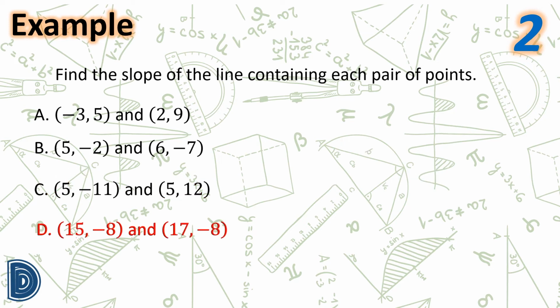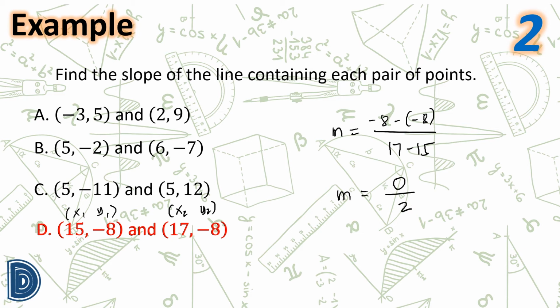Let us have letter D, 15, negative 8, and 17, negative 8. Let us have x sub 1, y sub 1 as 15, negative 8, and x sub 2, y sub 2 as 17, negative 8. Notice that the y-coordinates of these 2 points are the same. Substituting to the formula for the slope, we have negative 8 minus negative 8 over 17 minus 15. In the numerator, we have 0. Denominator is 2. Then the slope for this line is equal to 0.